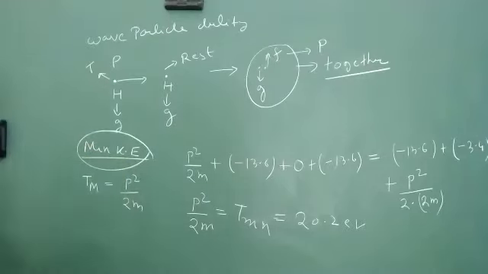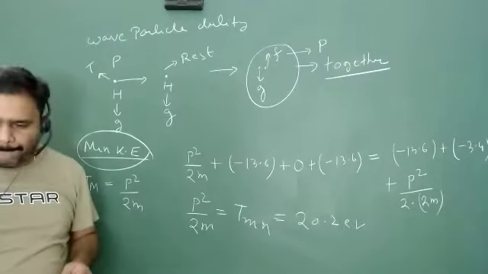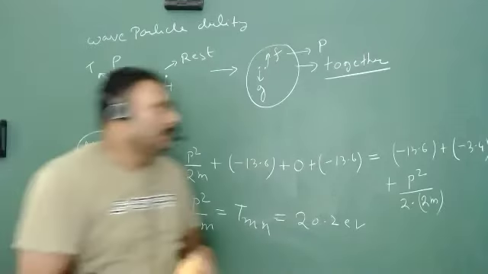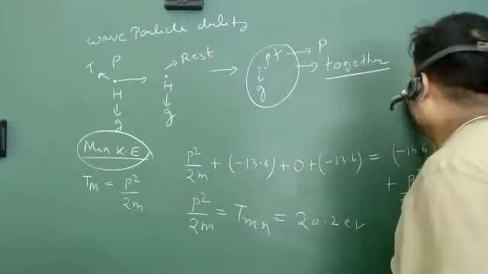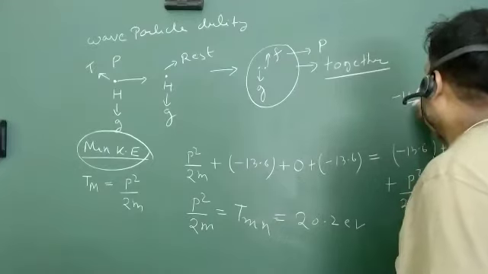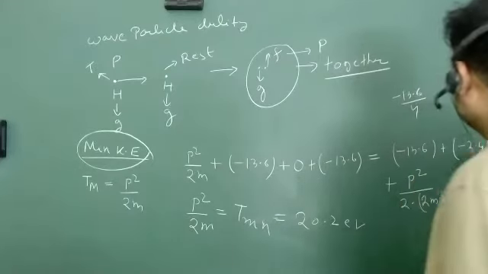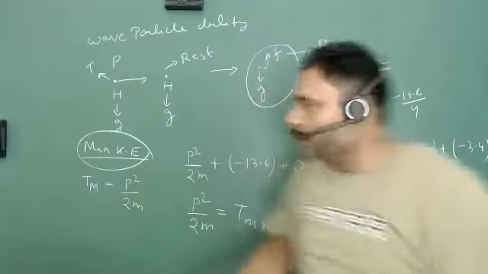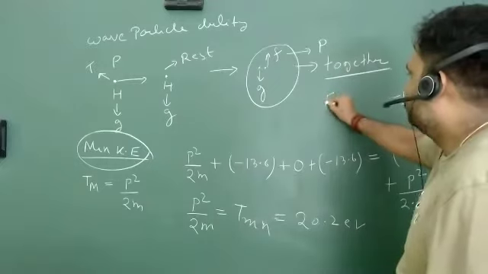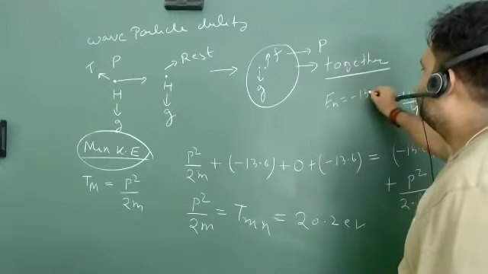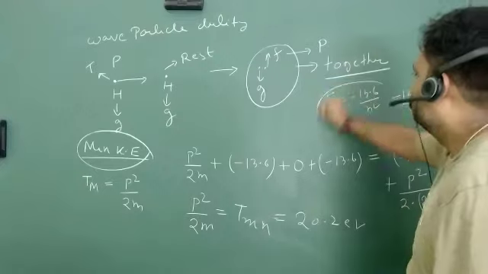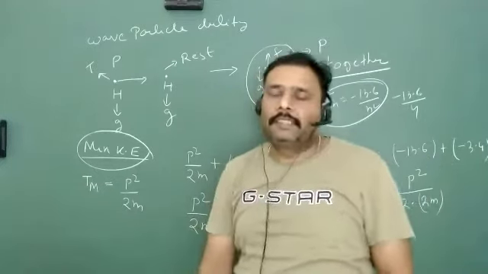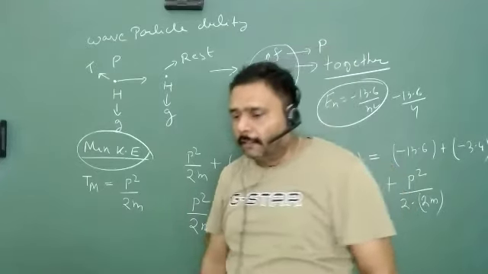This minus 3.4 eV is the energy of the first excited state. You can just calculate something like this: minus 13.6 by 4. So that will be minus 3.4. You have this energy for the hydrogen atom: En is equal to minus 13.6 upon n square. So first excited state means what? n is equal to 2. Ground state means what? n is equal to 1.